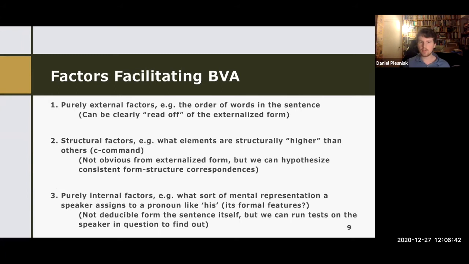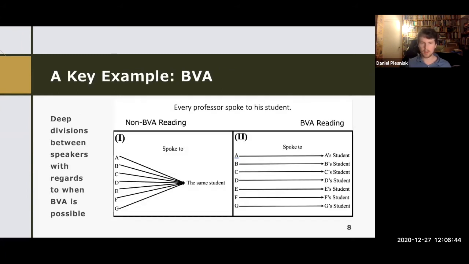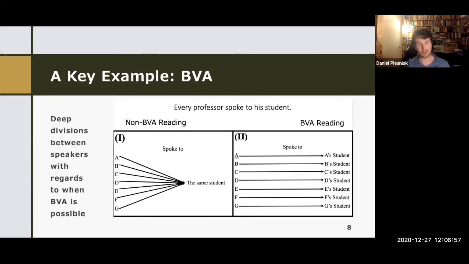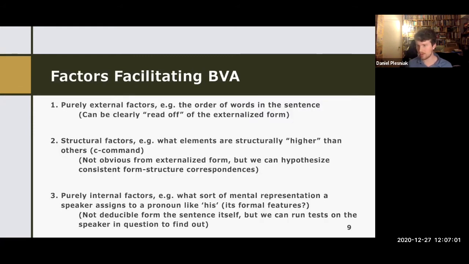Some of these factors are purely external in that they are properties more or less of the form of the sentence alone. Anyone could notice them. So the fact that every professor precedes his student in the sentence is one such factor. It's not up for debate whether that's true. It does precede it. And we have found that precedence alone can frequently facilitate these BVA readings.